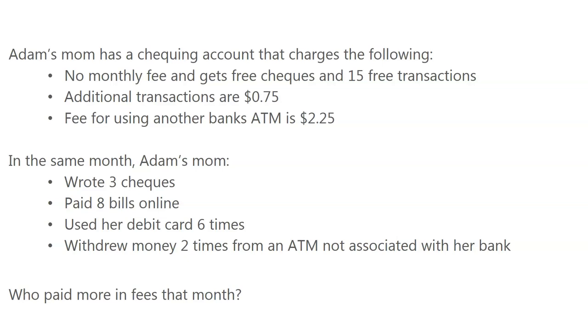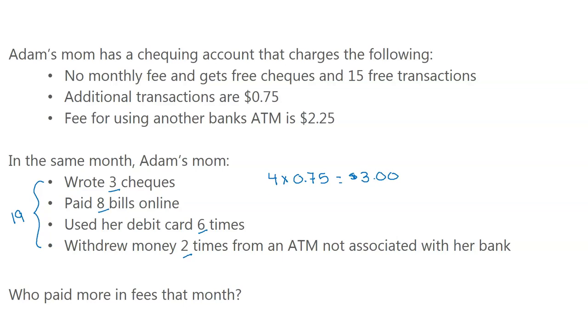Now for his mom, we know there's no monthly fee, so let's see how many transactions she made. Well, here's 3 plus 8 plus 6 plus 2. In total, she made 19 transactions. So 4 of those she's going to have to pay 75 cents each for. So that's a total of $3.